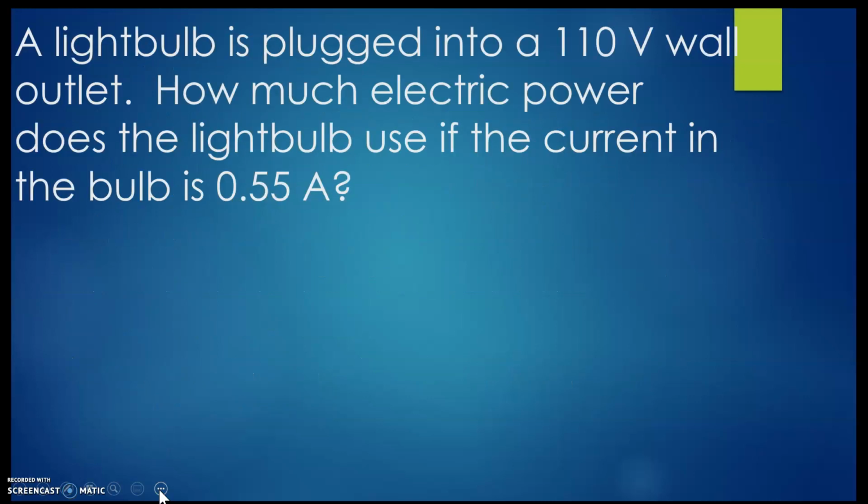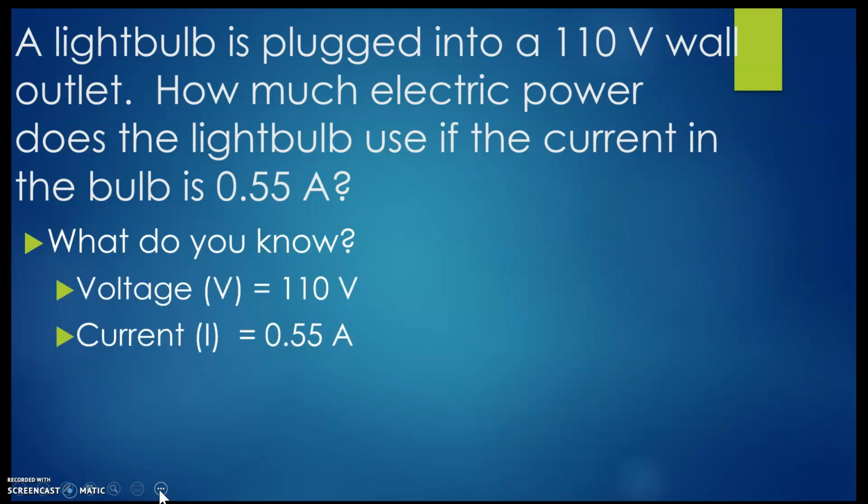Okay, let's look at a couple of example problems. A light bulb is plugged into a 110 volt wall outlet. How much electric power does the light bulb use if the current in the bulb is 0.55 amps? Okay, so the first thing we want to write down is what we know. We know that the voltage is 110 volts, and we know that the current is 0.55 amps. Okay, we're looking for the power. We need to try to find the power.